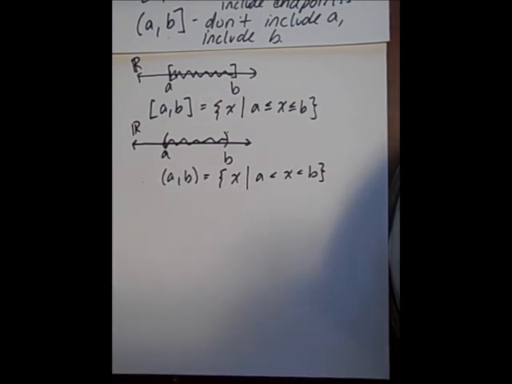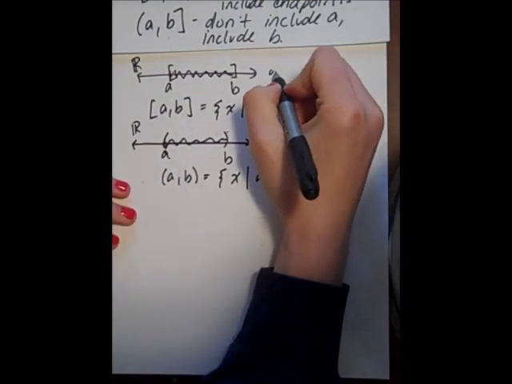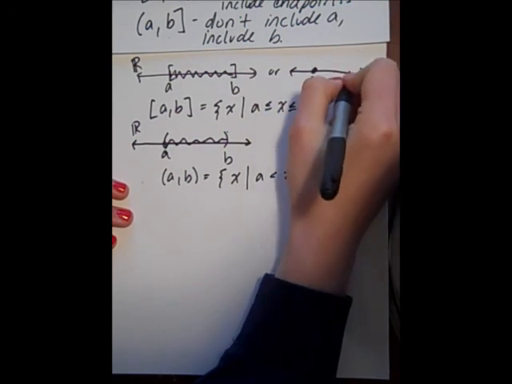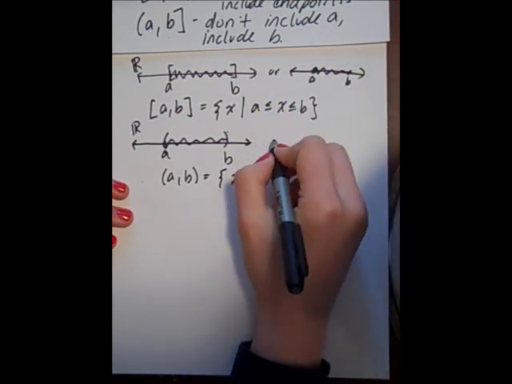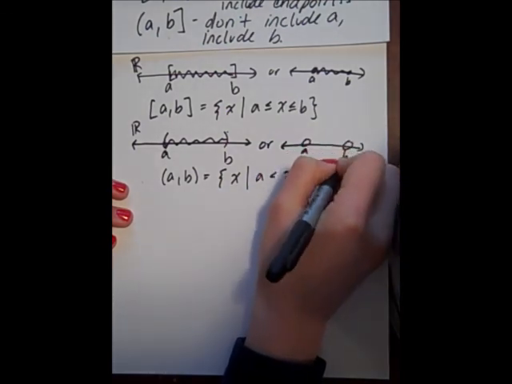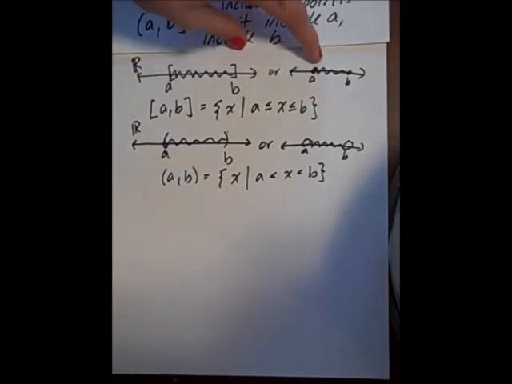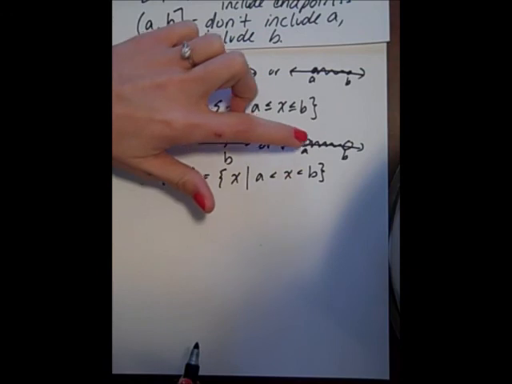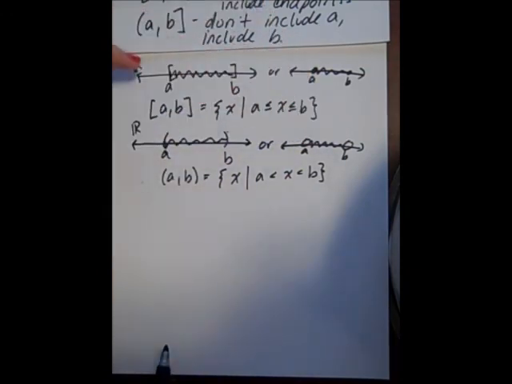I do want to mention there's a different way to draw this. Sometimes you see the brackets as just closed dots, and then you'll see the open brackets as open dots. So these two pictures are kind of synonymous. Brackets will have a closed dot, parentheses will have an open dot. This just means don't include A, don't include B. This means include A, include B. You can go back and forth as to which one's easier.